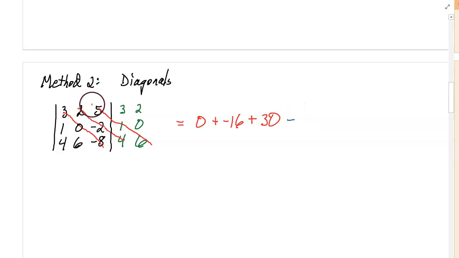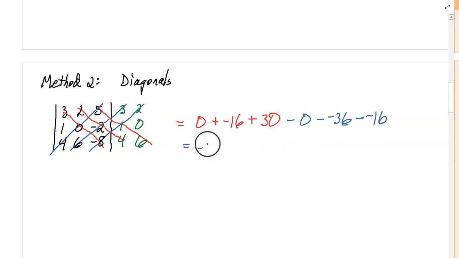Now we're going to start subtracting diagonals. So subtract. Here's our first one. 5 times 0 times 4. That's a 0. Now subtract again. 3 times negative 2 times 6. That's negative 36. Finally, we're going to subtract one more diagonal. 2 times 1 times negative 8. That's negative 16. Figure out this answer. Be really careful with the whole subtracting negatives right there.